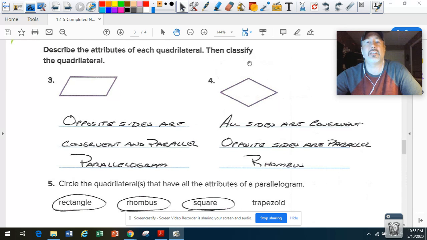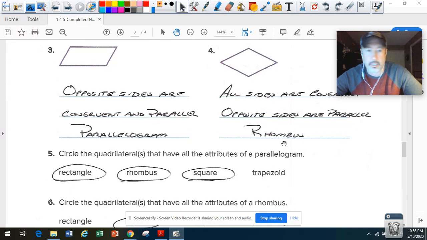Let's look here at this next one here, number 4. This side, this side, this side. It looks like all 4 sides are congruent. Okay, sounds like either a square or a rhombus. It has to be a rhombus because it does not have 4 right angles. So very good. That's why they say the opposite sides are parallel. That's why we're not saying they have right angles. So that is why it is a rhombus.